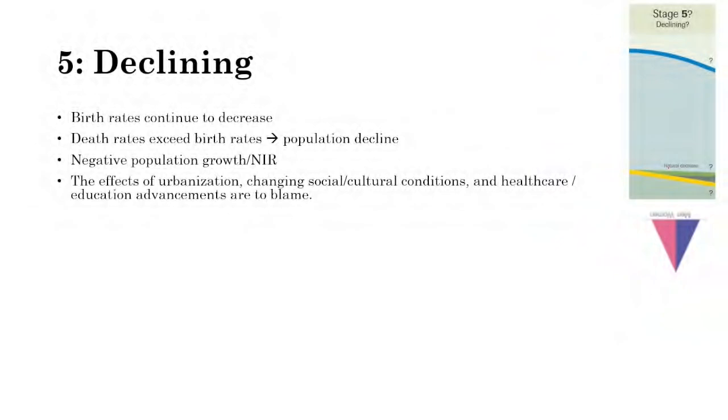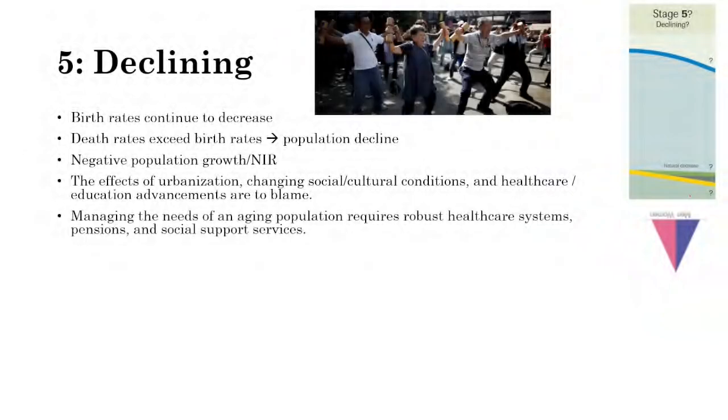This is where you see the effects of urbanization, changing social and cultural conditions, healthcare and education advancements. Those are the reasons why the population pyramid kind of looks like an upside down pyramid now. You have a lot more elderly people and a lot fewer younger children and young adults. You might need to manage the needs of an aging population with robust healthcare systems because old people break their hips more. You might see a need for pension systems and social security programs.